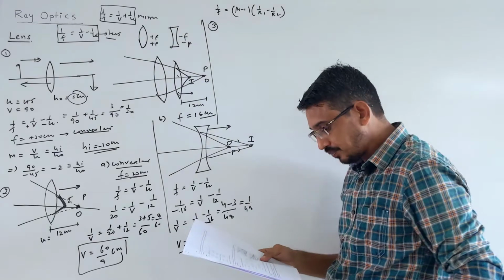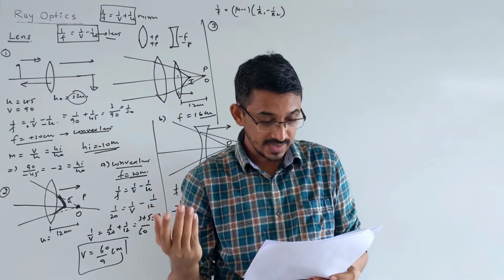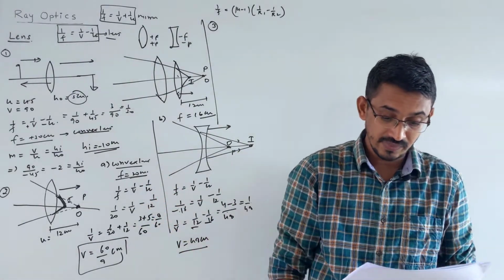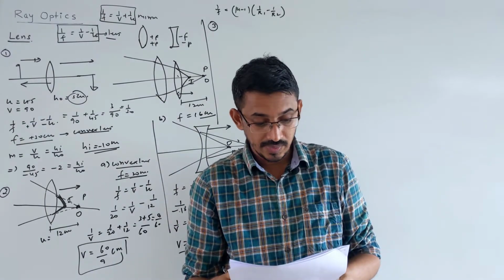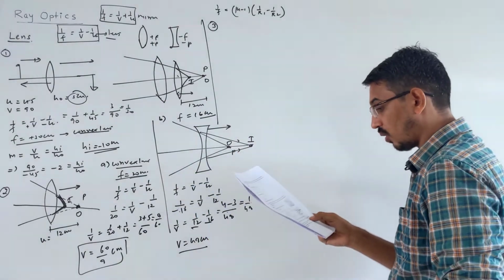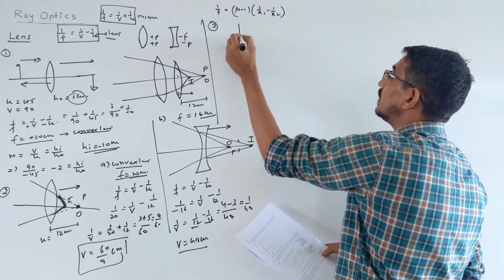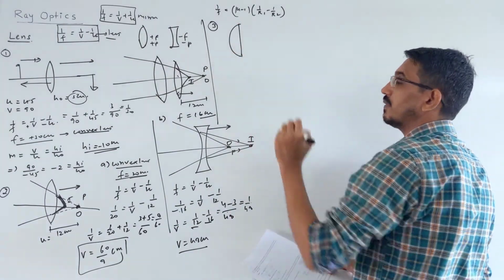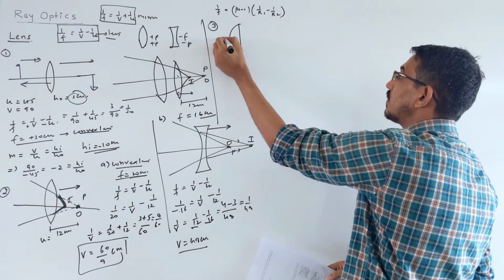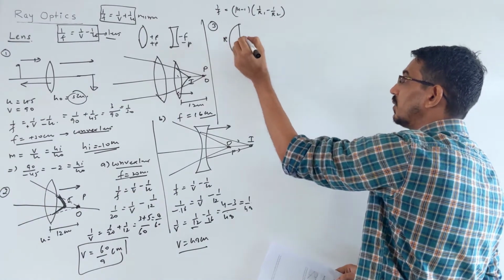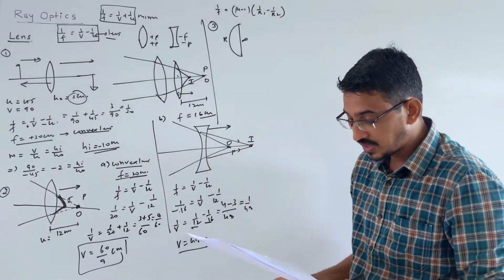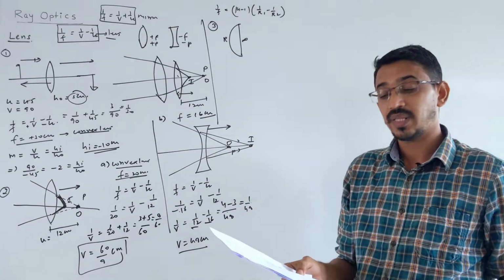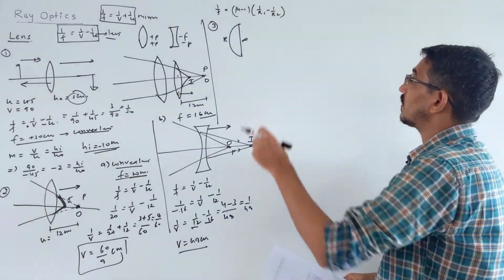Question number 3. A plano-convex lens has a focal length of 30 cm and refractive index of 1.5. Find the radius of the convex surface. A plano-convex lens is given. One side has radius of curvature r, the other side r is infinity, a plane surface. Refractive index and focal length are given, and they are asking for the radius of curvature r.